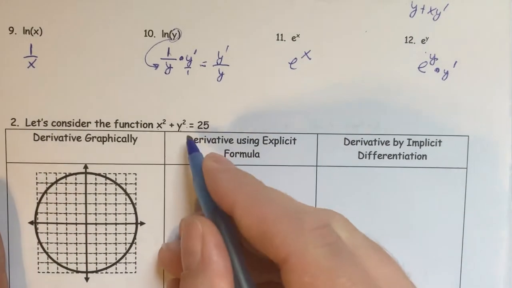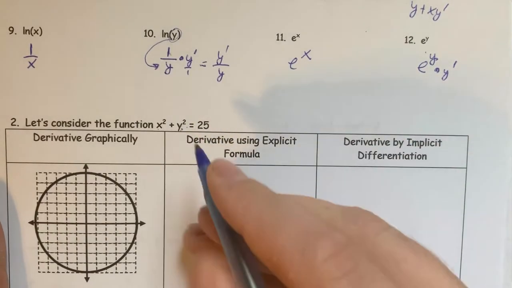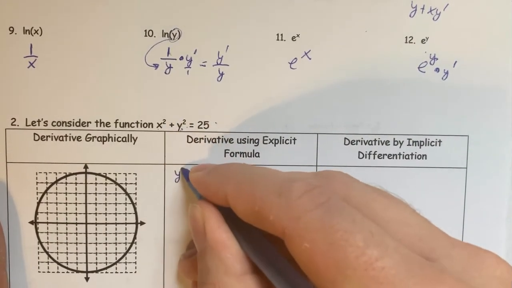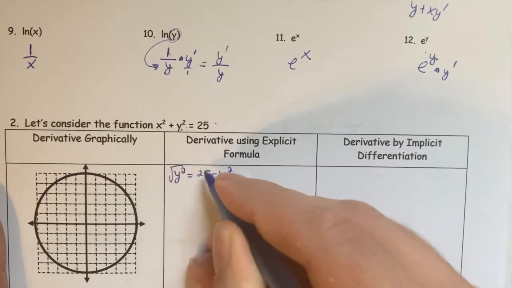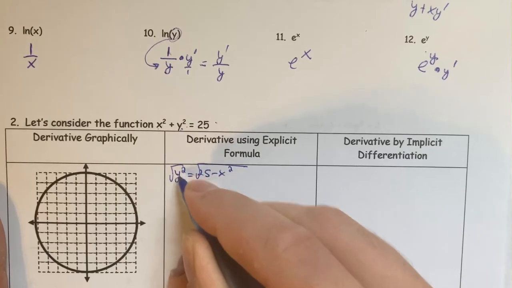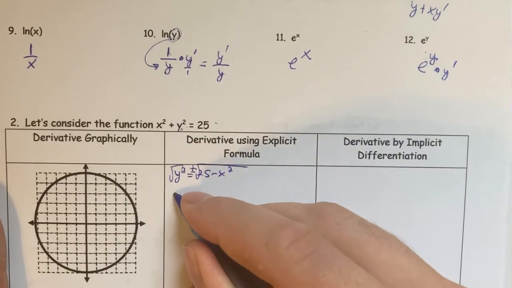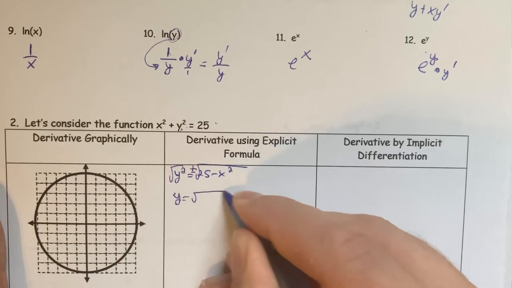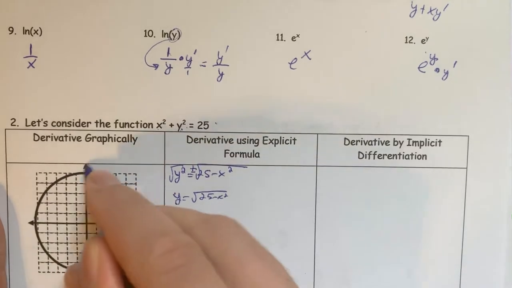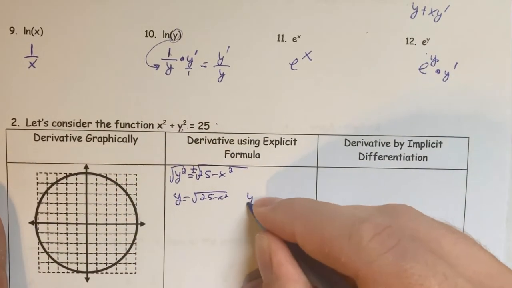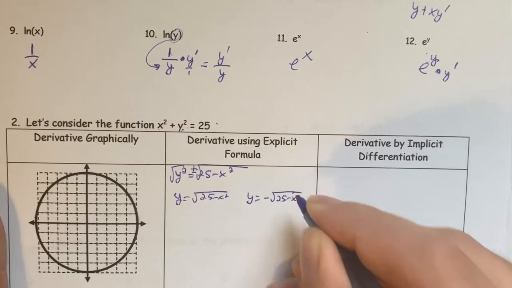But we did briefly say we could solve for y. We could get y by itself by subtracting x squared, so 25 minus x squared, and taking the square root of both sides. But we have to be careful here because when we take the square root of both sides, we need a plus or a minus. And so we actually end up with two formulas. Y equals the square root of 25 minus x squared. That's the top half, the top semicircle. And y equals negative square root of 25 minus x squared.